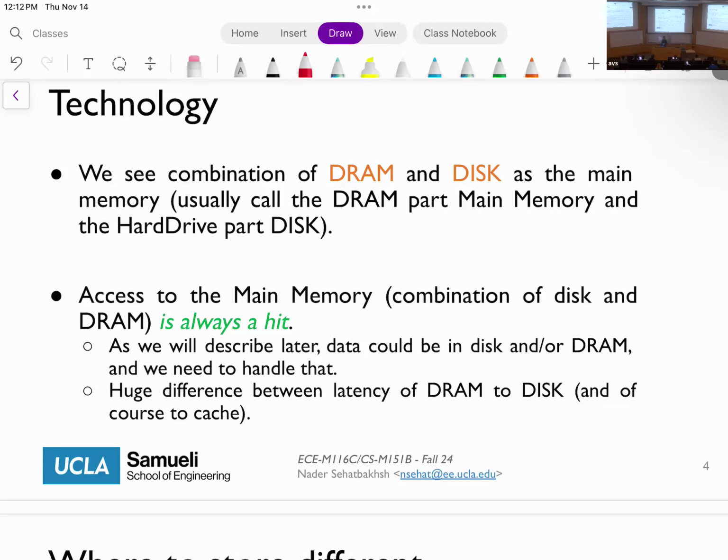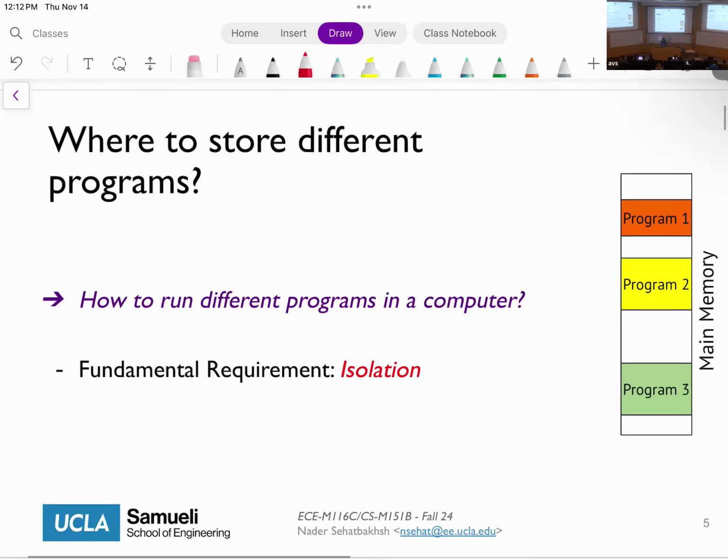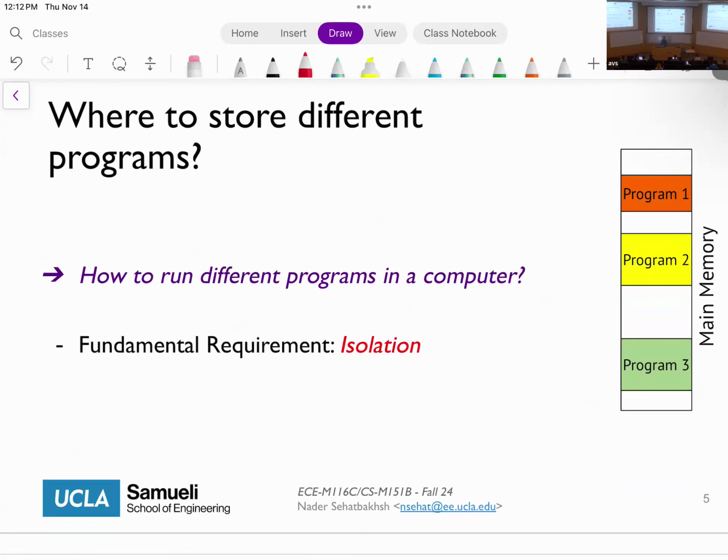The second thing is that we need to handle the data movement between disk and main memory, and that's what we're going to talk about in this lecture. But yeah, that's the notion of the technology. Okay? So let's actually talk about how we store things in the program memory, in the memory, and what are the challenges that we are facing.